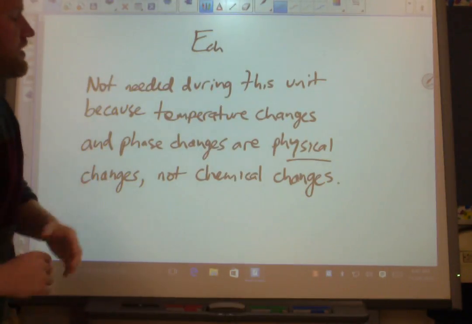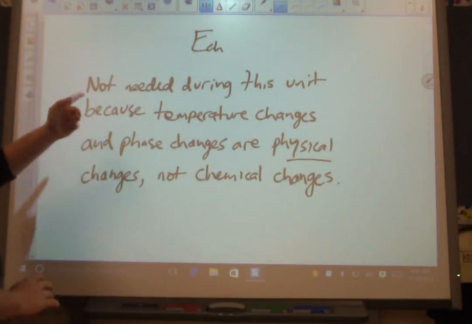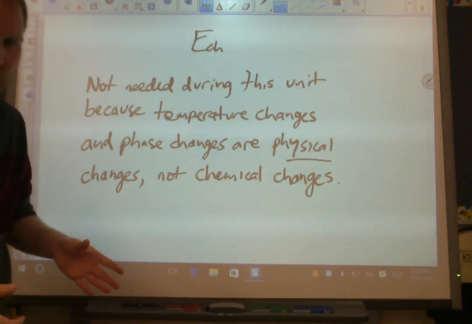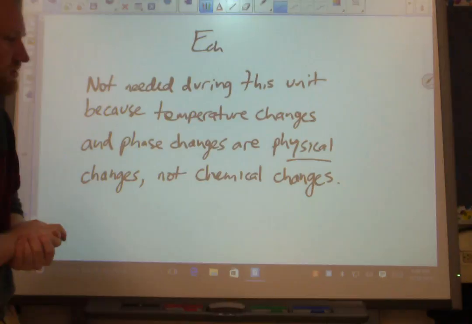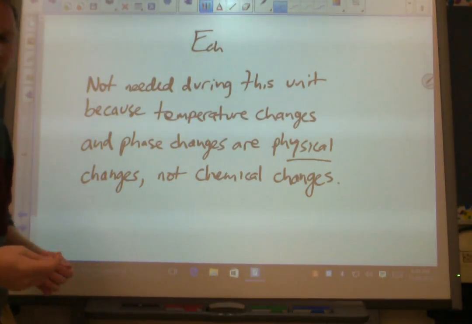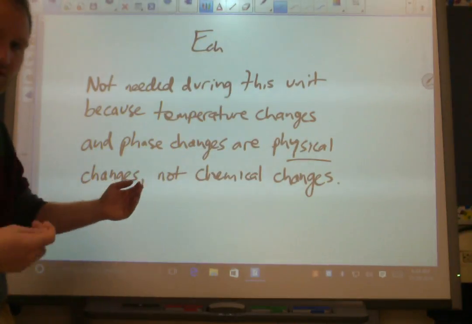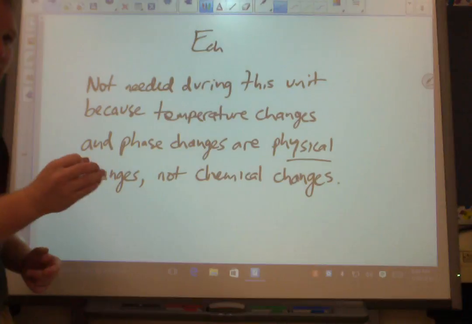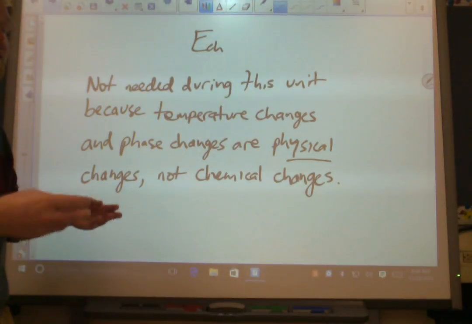And finally, to chemical energy. Chemical energy is not going to be needed during this unit because temperature changes and phase changes are physical changes, not chemical changes. Basically, a physical change is any kind of change where you don't alter the chemical makeup of the substance, and a chemical change is when you do alter the chemical makeup of a substance. And by chemical makeup, I mean like how the atoms are actually bonded together.